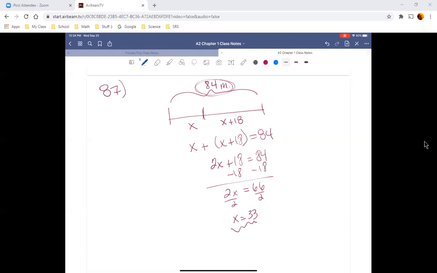So when I go back up to my problem, how far is it from here to here? 33, because that's my X, right? And then how big is the other little piece going to be? 51, right? Because you just put in that 33 for X, so 33 plus 18 gives you 51. Meters. Throw some M's in there for meters. Not too bad? All right.